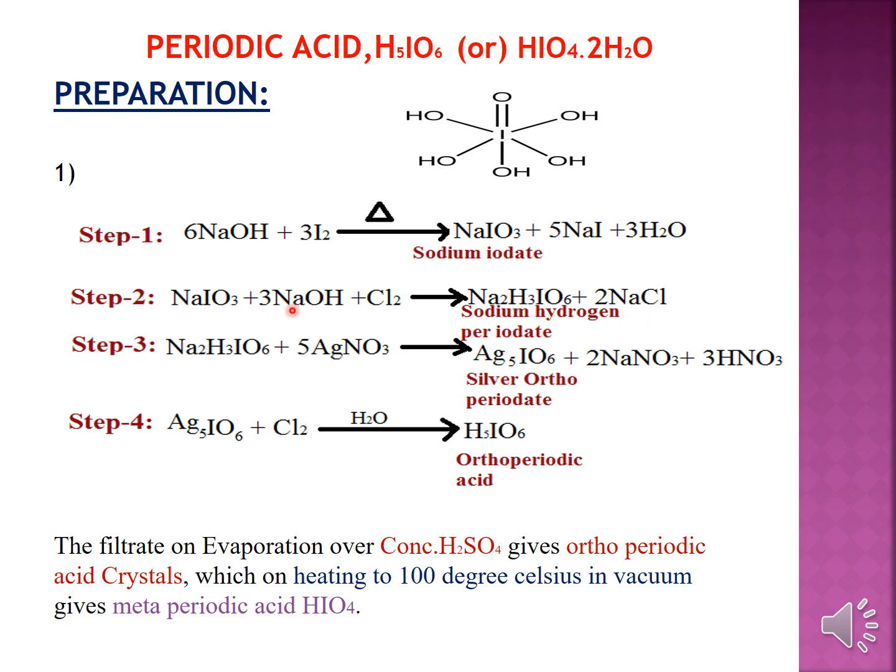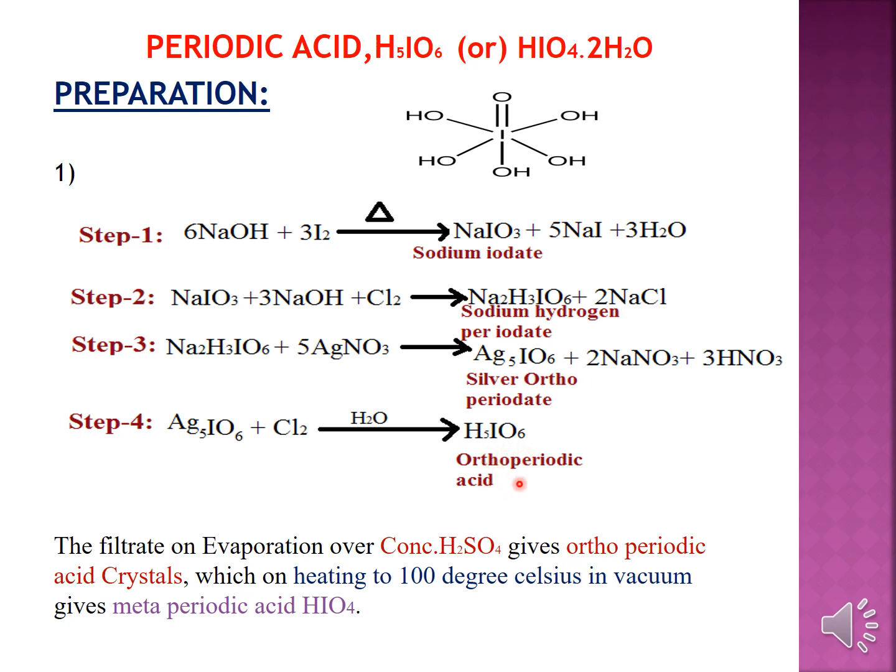In the third step, you take the sodium hydrogen periodate and treat it with silver nitrate. You get the silver orthoperiodate with the cleavage of sodium nitrate and nitric acid. In the fourth step, you take the Ag5 silver orthoperiodate and pass chlorine gas in the aqueous solution, that is water. At that time you get back your orthoperiodic acid, which is H5IO6.